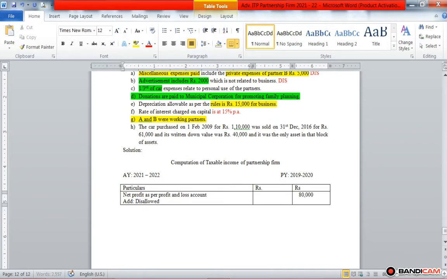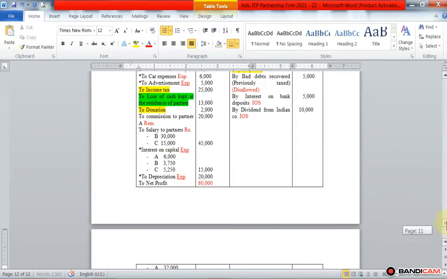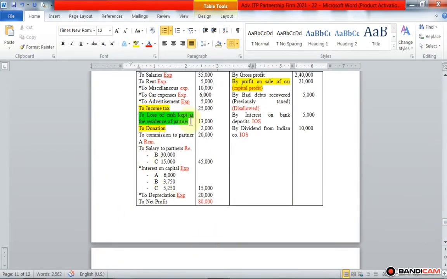what we add: disallowed expenses, that is called inadmissible expenses. First we identify the inadmissible expenses. So first transfer those inadmissible expenses. Start from the first item, that is salaries.